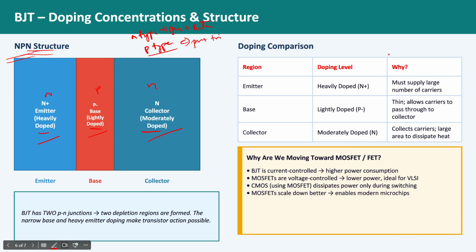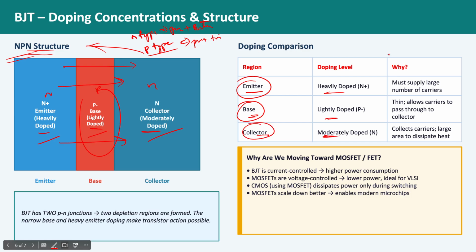So coming to the doping comparison, see here: the emitter is heavily doped, the base is lightly doped, and the collector is moderately doped. Why do we dope like this? The reasons are these. The emitter must supply a large number of carriers, so it is doped with high concentration. The base is lightly doped. Why? If you dope it more, the electrons moving from emitter to collector will recombine with the holes. So we decrease the concentration. By decreasing it, more electrons move from emitter to collector, and the flow of current from collector to emitter will be more.